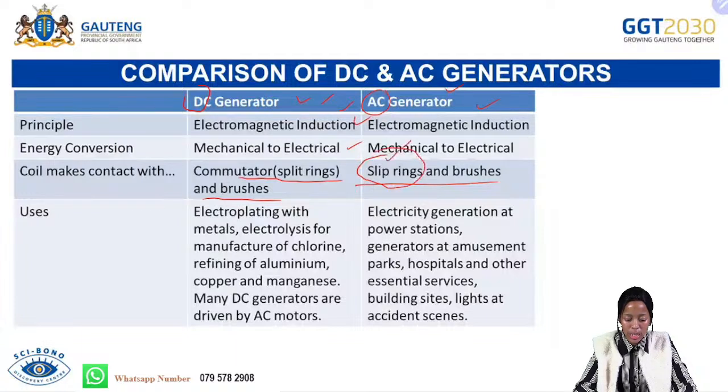AC generator is a what? Slip ring. But with a DC generator, you need to write it out in full. It's going to be a split ring commutator. Then the uses for generators. We have electroplating with metals, electrolysis for the manufacture of chlorine, and so on. Then again, the uses for an AC generator: electricity generation at power stations, generators at amusement parks, hospitals, and other essential services.